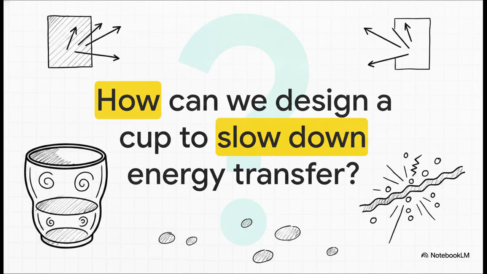Which leaves us with one final, pretty provocative thought. Now that you know exactly how energy sneaks into a cup through light and through these microscopic particle collisions, how can you use these discoveries to design a cup feature that actually slows down this energy transfer? Think about reflective surfaces, double walls, maybe even air pockets. Keep those ideas bouncing around in your head as we head into our Lesson 15 Design Challenge.